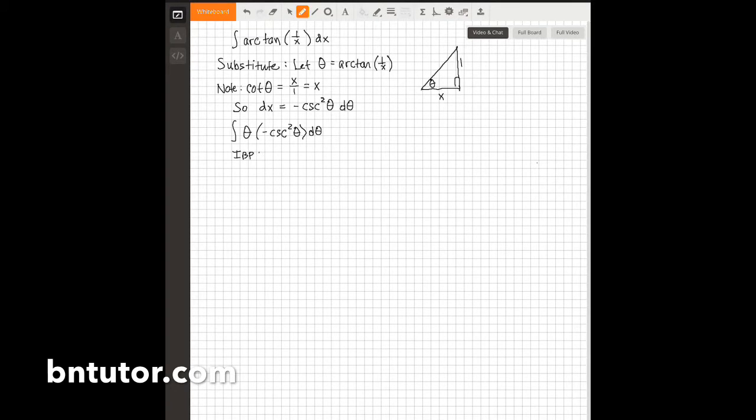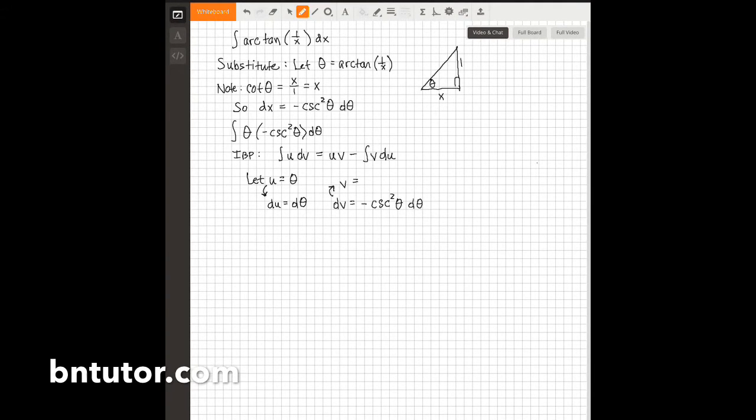Because we have two functions being multiplied together, we can do integration by parts, which says that u times a function dv can be rewritten as u times v minus the integral of v times du. In this problem, we'll let u be equal to the first function of theta, and dv be the rest of the integral, which is negative cosecant squared of theta. To fill in to the integration by parts formula, we need the derivative of u, which is d theta, and the antiderivative of dv, which is just cotangent of theta.